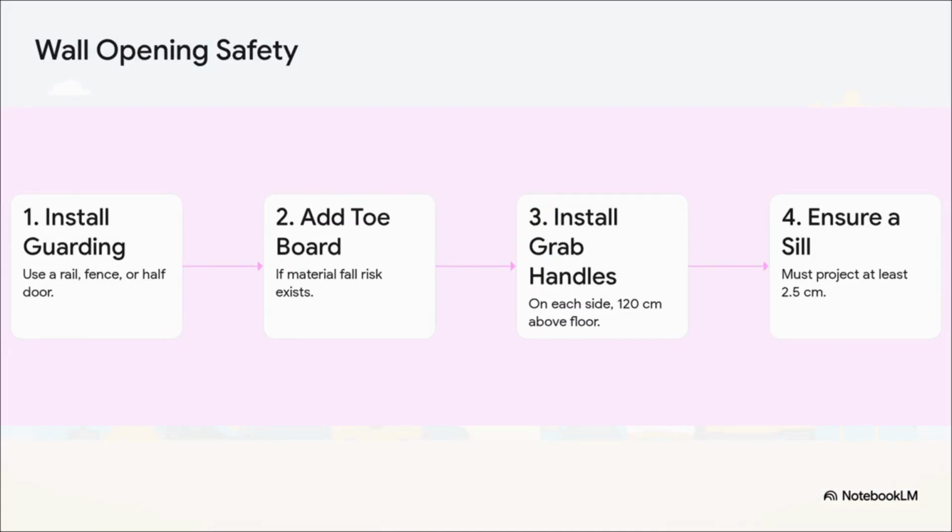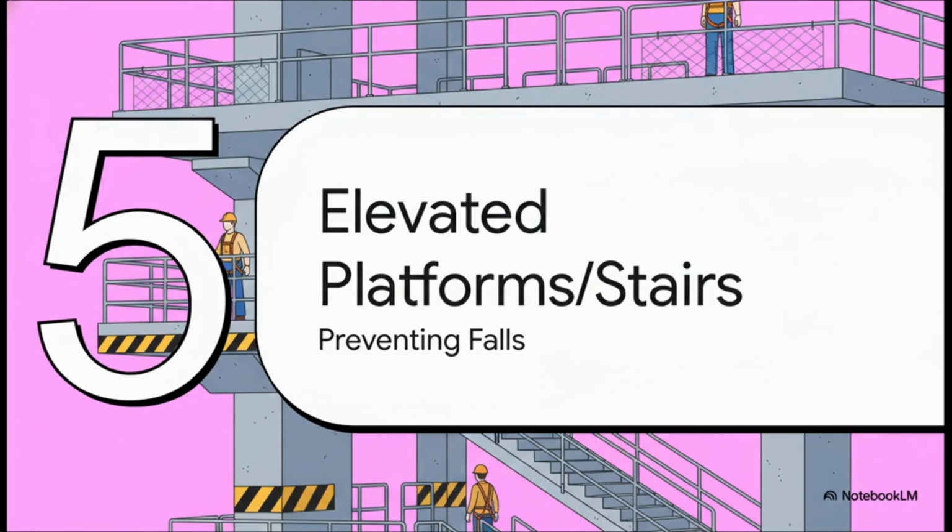It's not just one thing, it's a whole safety system. First, you need that main barrier, a rail or a fence to stop a person from falling out. Second, you add a toe board if there's anyone below you to stop materials from falling on them. Third, and this is the one people often forget, you have to install grab handles on both sides to give someone a secure hold. And finally, that little 2.5 centimeter sill. It seems tiny, but it's an amazing last line of defense to stop a loose bolt from rolling off the edge.